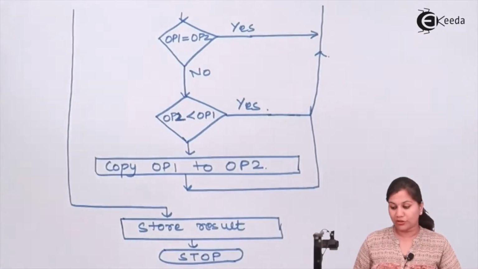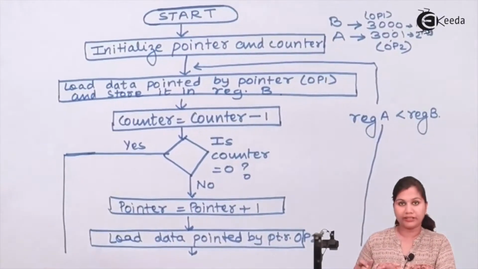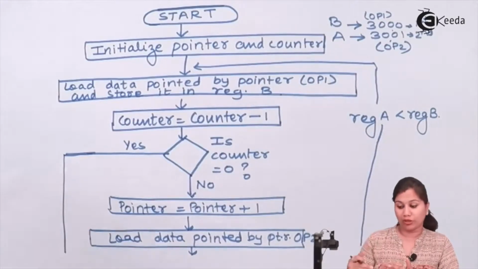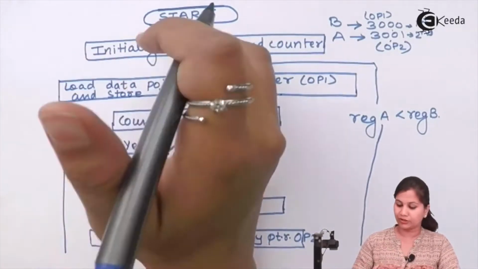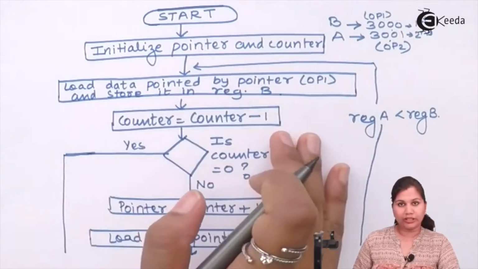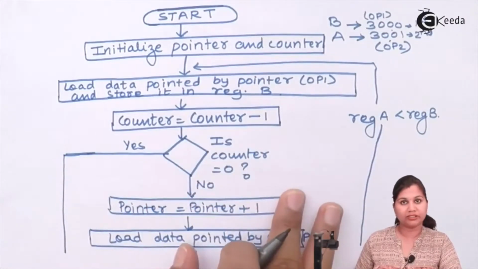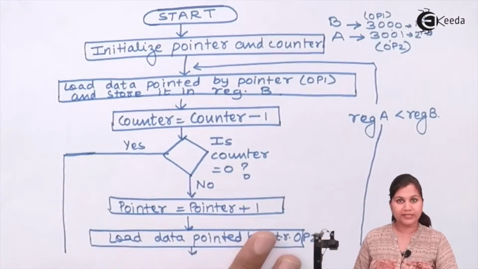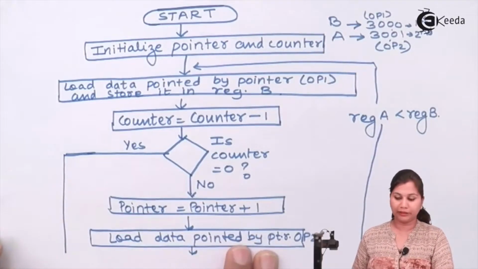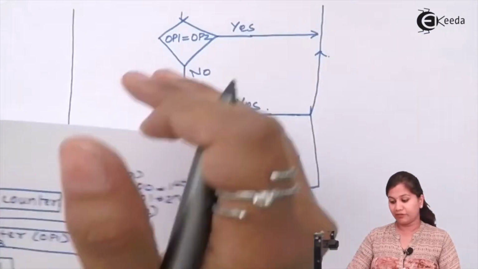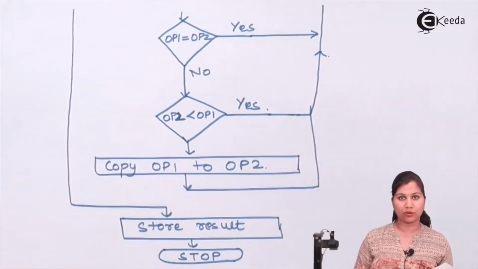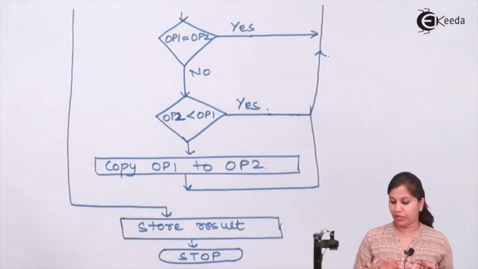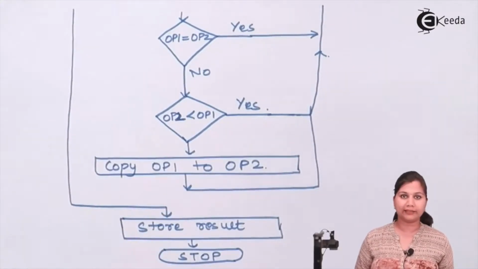So this is the flow chart showing you how you are going to write the instructions, and what the sequence of instructions is. First will be the initialization, then loading of the data, then you have to decrement the counter, then check whether the counter is 0 or not, then the pointer is incremented, then again the data will be loaded, then comparison is done, then the conditions will be checked, the copy of the data is to be done, and repeating of the process is also to be done. So a loop is also going to be formed in the program. After that you have to store the result and end the program.